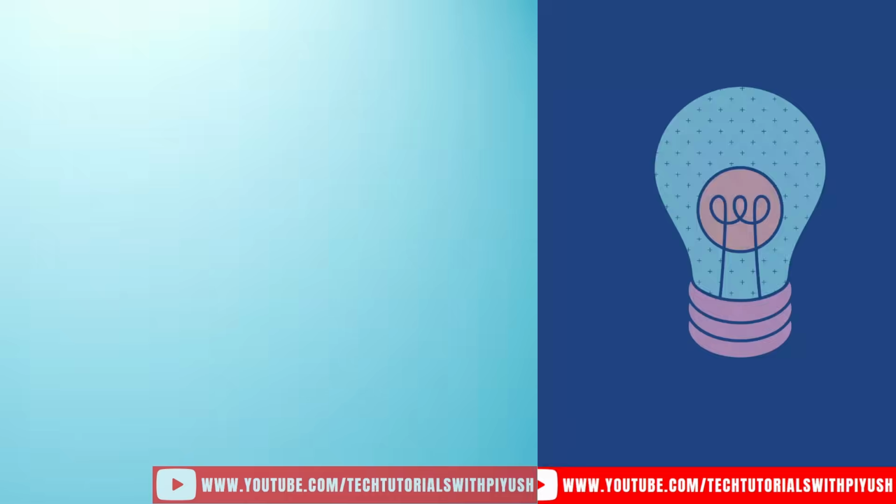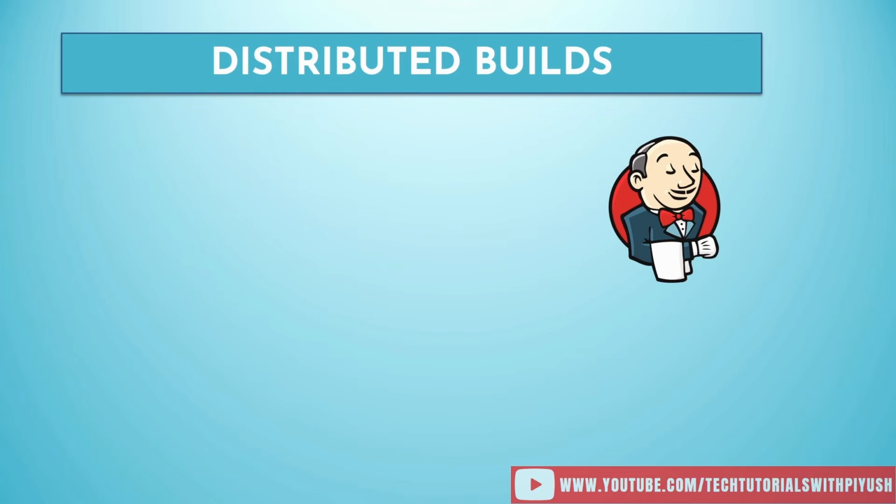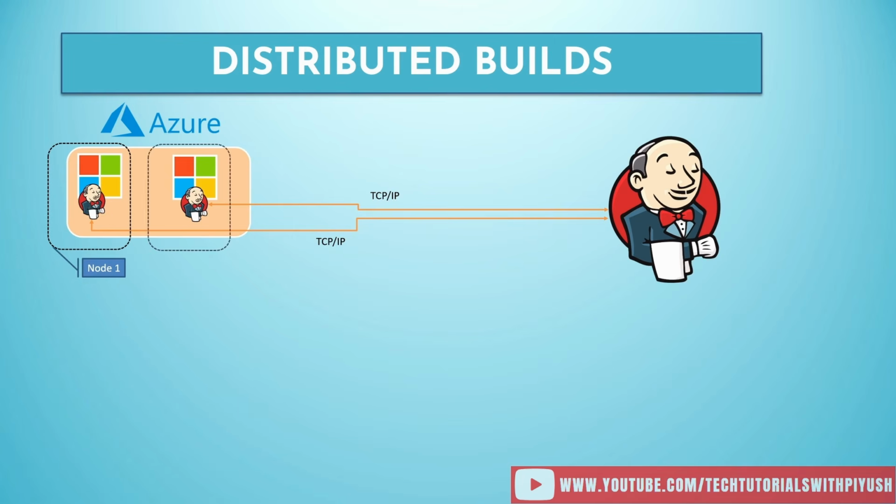First of all, let's try to understand the basics of distributed build and an example of how it is visualized, and then we'll discuss more about it. Let's say we have a Jenkins master running on a separate server, and we have a set of VMs hosted on Azure cloud. When we install Jenkins agent on each of those VMs, those agents establish a bidirectional communication between the machine and the Jenkins master using the TCP/IP protocol. The first server can be treated as a separate node, so let's call it node 1. And the same way, the second server can be treated as node 2.